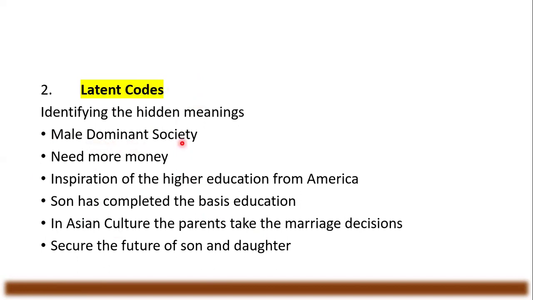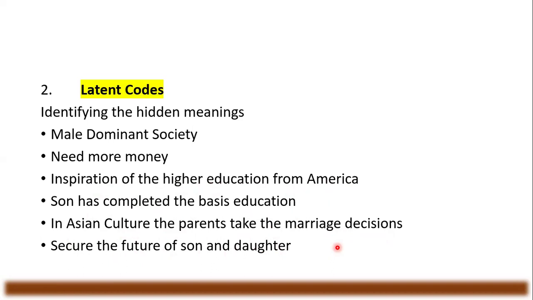In case of male dominant society, the male might have the privilege to get higher education. They may have the privilege to go abroad. So there are a lot of hidden meanings here. He may need more money. America basically inspires for higher education. The son has completed his basic education. In Asian culture, the parents take the marriage decision, secure the future of son and daughter, and so on. There might be a lot of hidden meanings here.